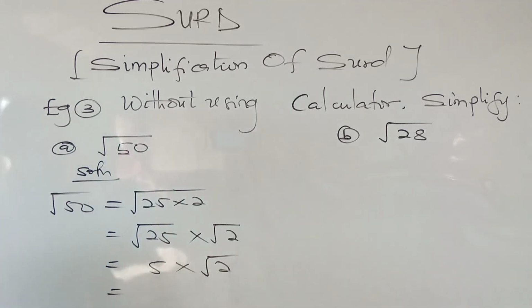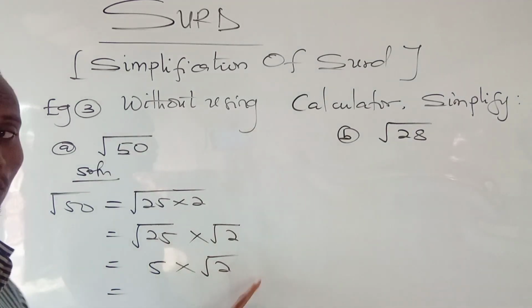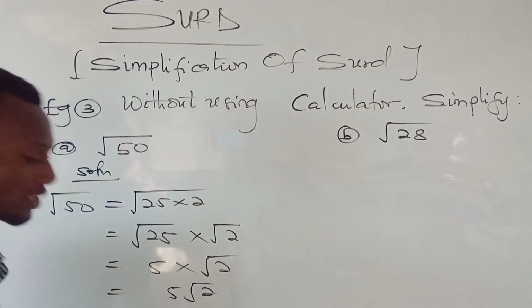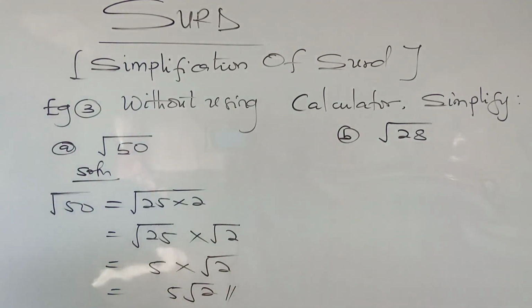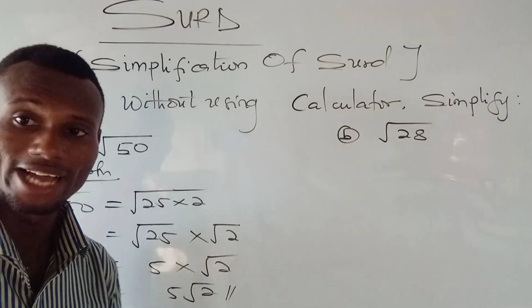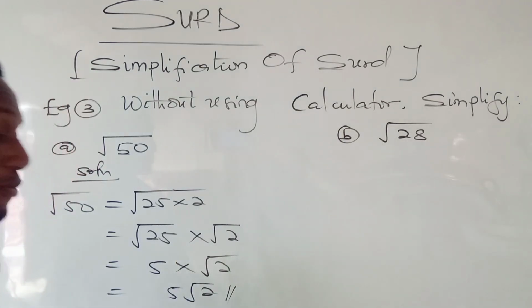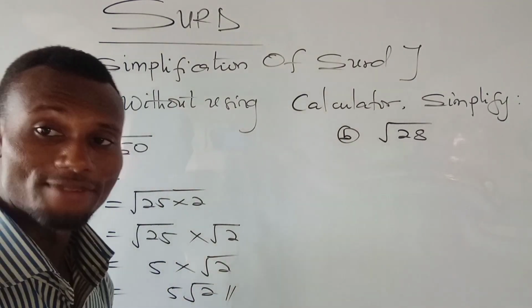Okay, so now let's multiply 5 times root 2. It will give 5 root 2. Okay, I hope you agree with me. And this becomes my final answer for simplifying the square root of 50. If you type this on a calculator, you get the answer to be 5 root 2. Okay, so this is the process to go through to arrive at the answer.